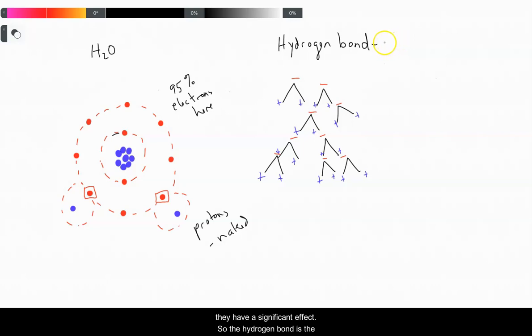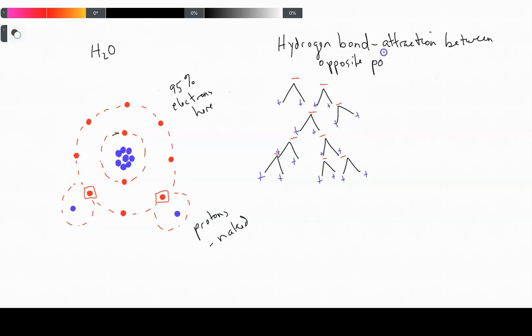So the hydrogen bond is the attraction that forms between opposite poles of polar molecules. So water is one of those polar molecules.